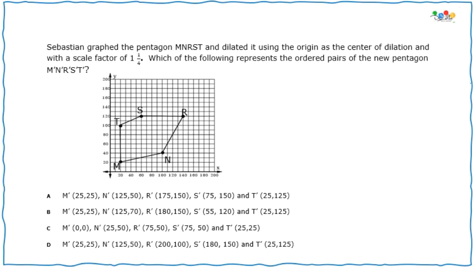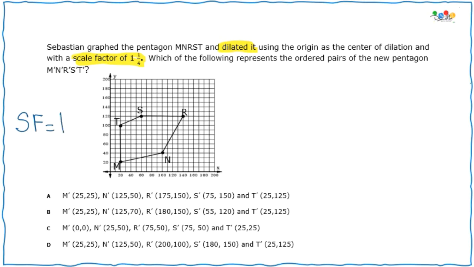Well, first of all, I know that it's dilated. So that tells me right away that two things can happen. Either the shape is going to get bigger or the shape is going to get smaller, because it can be either way, right? It's also giving me the scale factor. It's very important that we know what the scale factor is. When the scale factor is given to you, it should make things a lot easier for you guys. So the scale factor is 1 1/4.